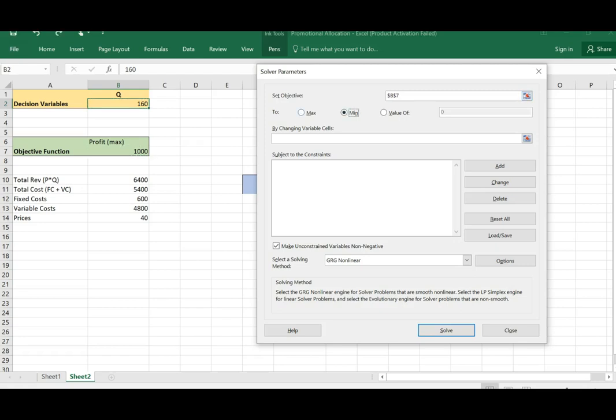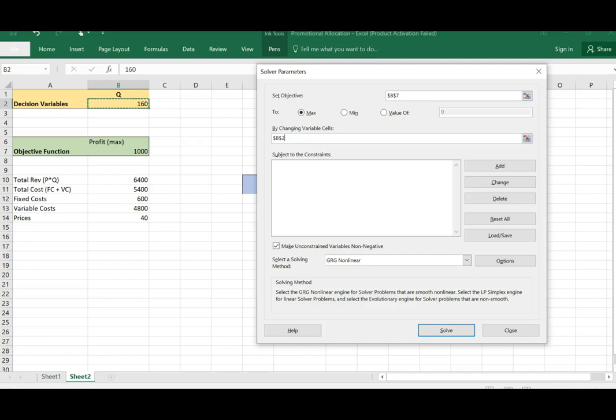So we're trying to minimize, but no, not minimize, but maximize profit. By, what's the choice variable? In that case, that's what's in B2. Do we have any constraints? We have no constraints, right? In this case, we can illustrate one other thing. Make the unconstrained variables non-negative, right? So what are my variables again? That's my decision variable, right?